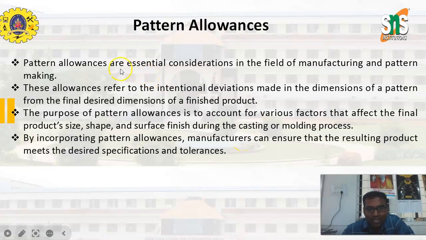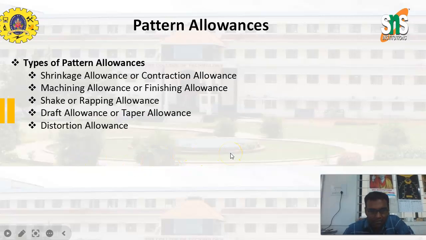What is allowance? Pattern allowances are essential considerations in the field of manufacturing and pattern making. These allowances refer to the intentional deviations made in the dimensions of the pattern from the final desired dimensions of the finished product. The purpose of pattern allowances is to account for various factors that affect the final product size, shape, and surface finish during the casting or molding process. By incorporating pattern allowances, manufacturers can ensure that the resulting product meets the specifications and tolerances.